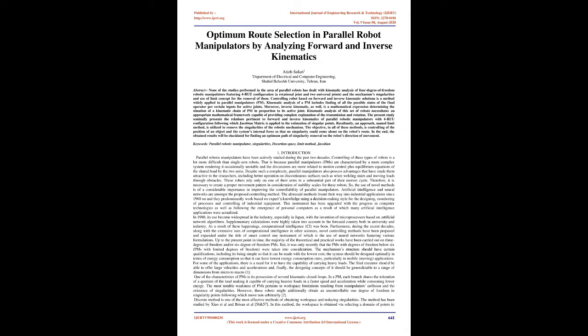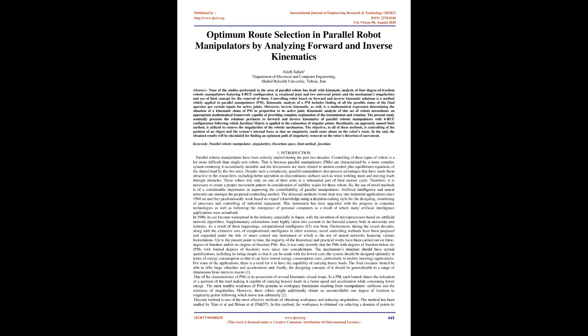Controlling robot based on forward and inverse kinematic solutions is a method widely applied in parallel manipulators, PM. Kinematic analysis of a PM includes finding of all the possible states of the final operator per certain inputs for active joints. Moreover, inverse kinematic, as well, is a mathematical expression determining the situation of a kinematic chain of PM in proportion to its active joint.